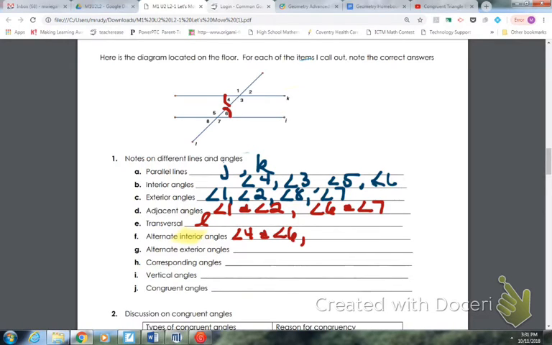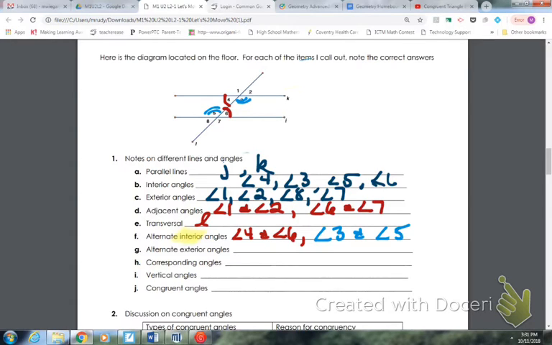We also have another pair of alternate interior angles in the picture. Instead of 4 and 6, we also have angles 3 and 5. 3 and 5 are still interior angles. 3 is on the right side of the transversal, 5 is on the left. And again, they are non-adjacent to each other. So my other pair is angles 3 and 5.